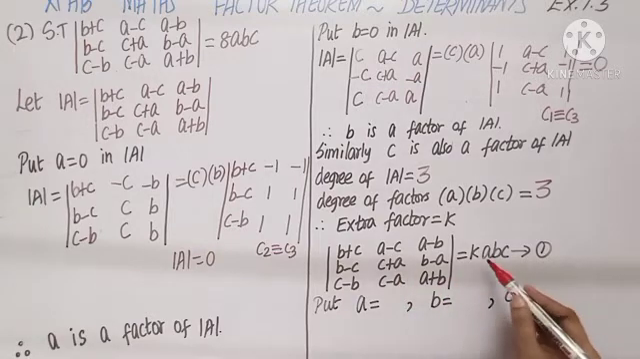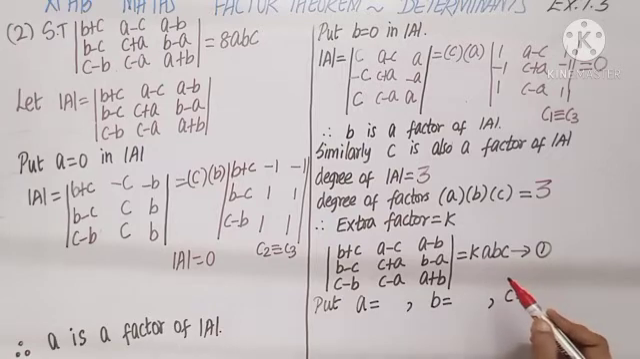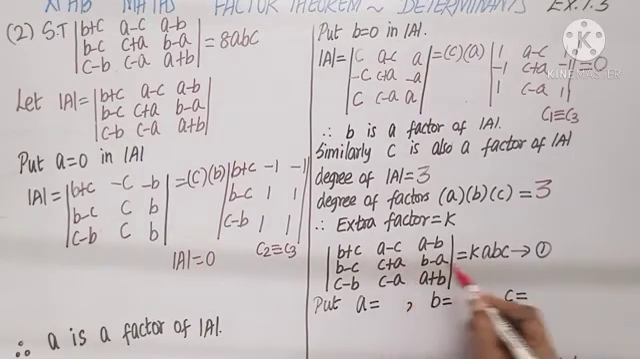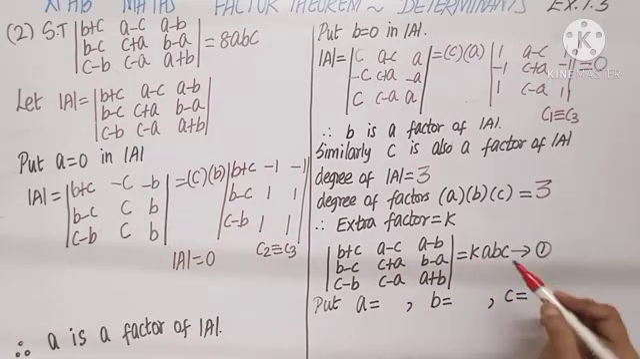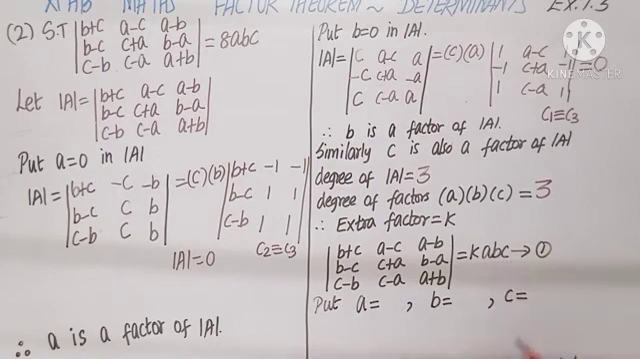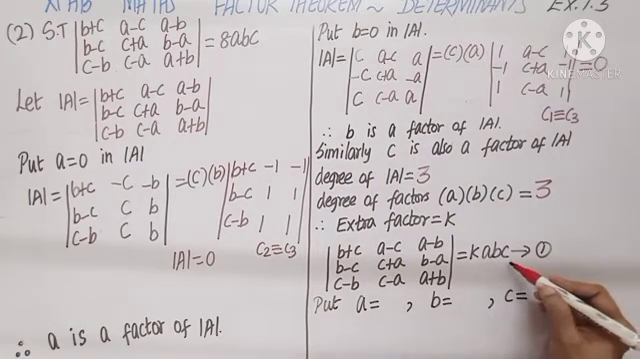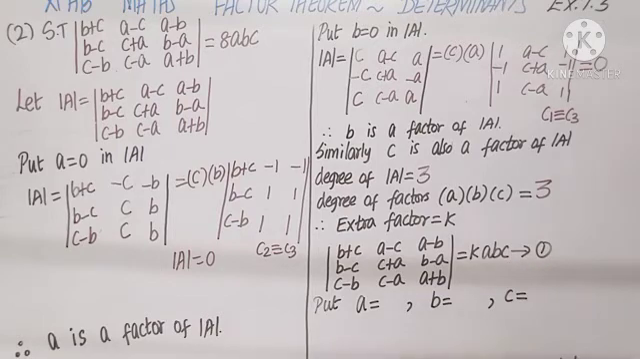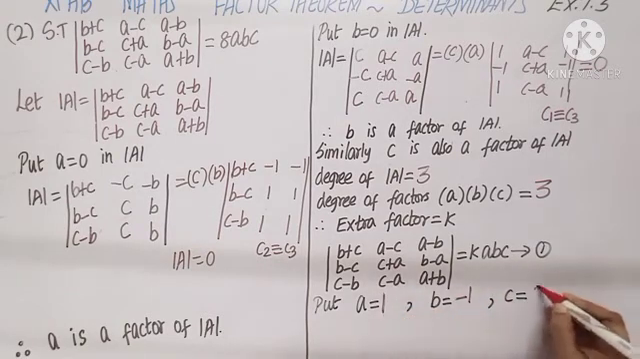So, I cannot put A or B or C to be 0. If I put any of the values 0, 0 into anything will give me 0. That will not help me to find K. So, put values for A, B and C in such a way that A into B into C should not become 0. Let me put A is 1, B is minus 1 and C is 2.